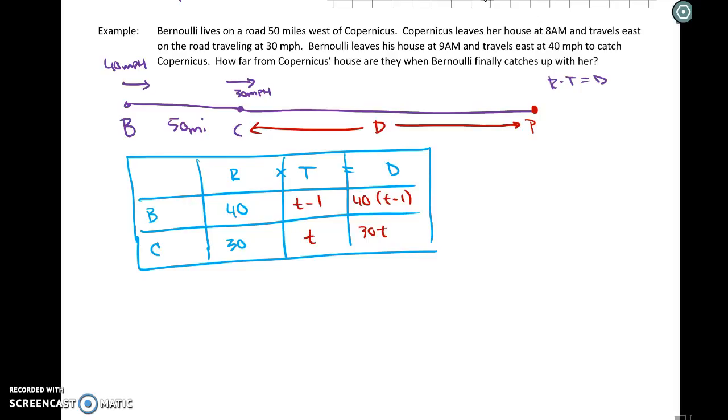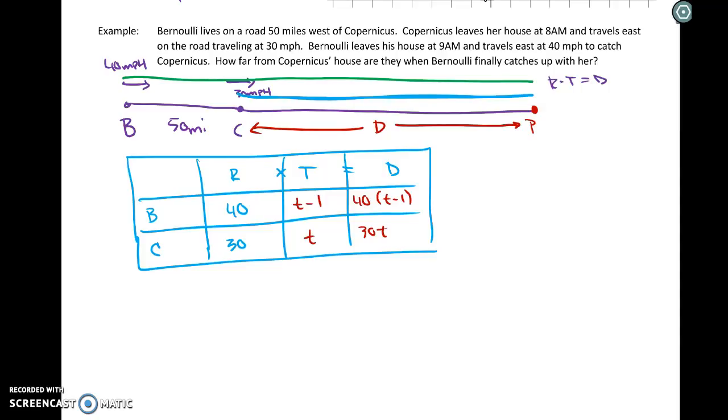So here's the distance that Bernoulli travels, and here's the distance that Copernicus travels. Those distances aren't the same. To relate them, I would say Bernoulli's distance, 40 times t minus 1, is equal to Copernicus's distance plus 50. So 50 plus 30t. And there we go. Solve this equation for t.